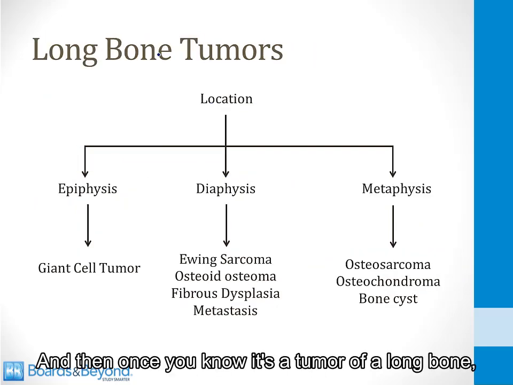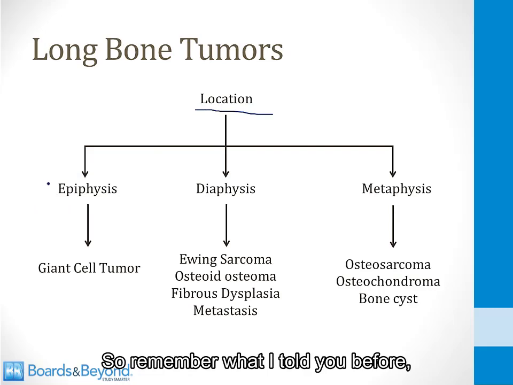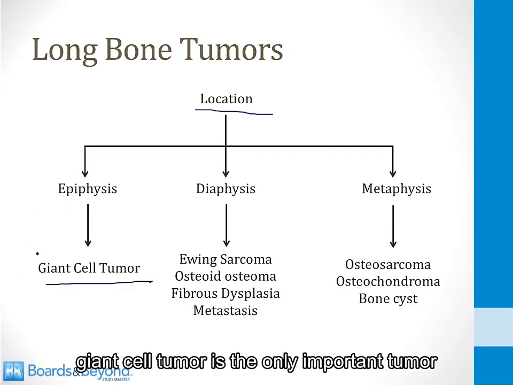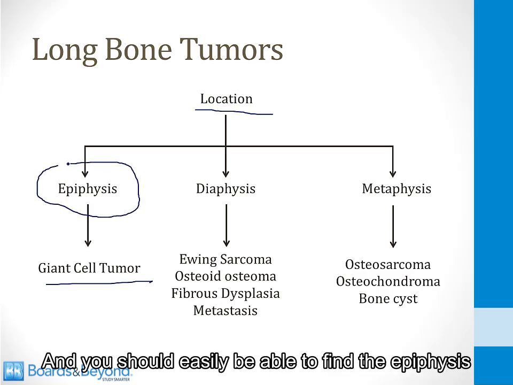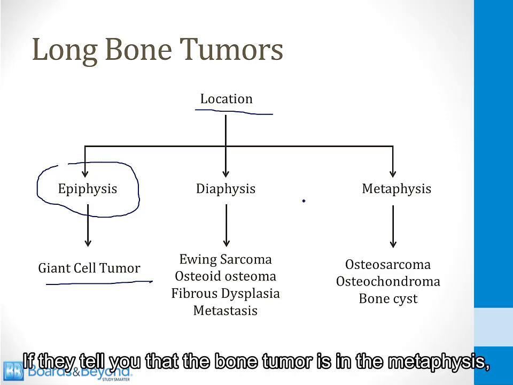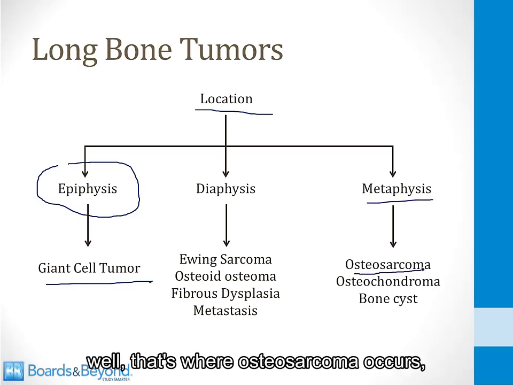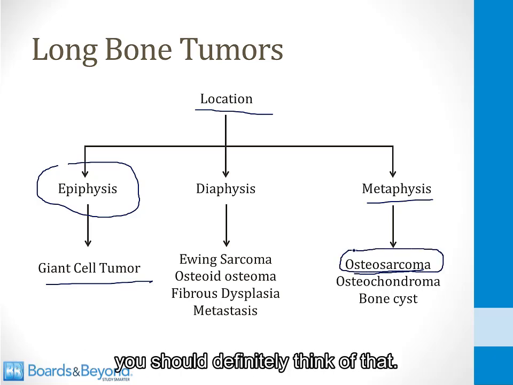And then once you know it's a tumor of the long bone, the next thing you want to look at is the location. So remember what I told you before, giant cell tumor is the only important tumor that occurs in the epiphysis, and you should easily be able to find the epiphysis on an X-ray and know that that's where the tumor is located. If they tell you that the bone tumor is in the metaphysis, well, that's where osteosarcoma occurs, and that's one of the most common primary bone tumors, so you should definitely think of that.